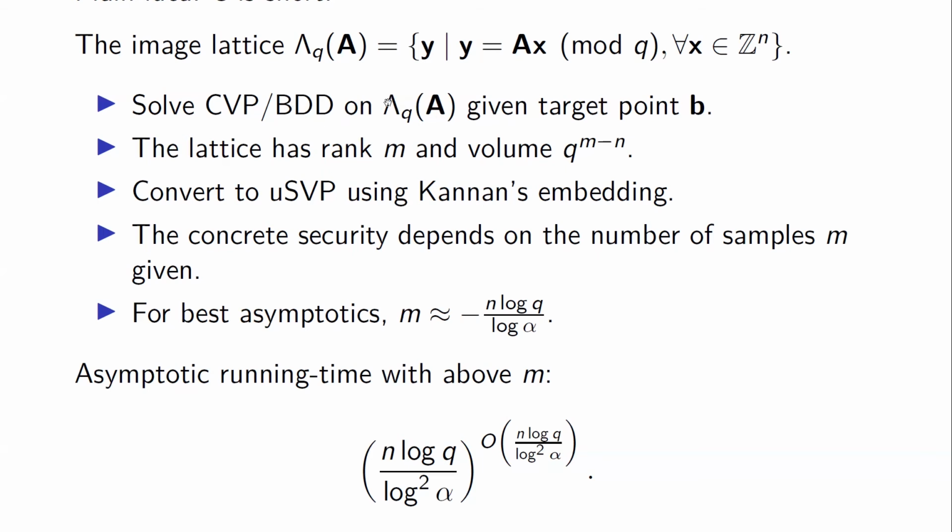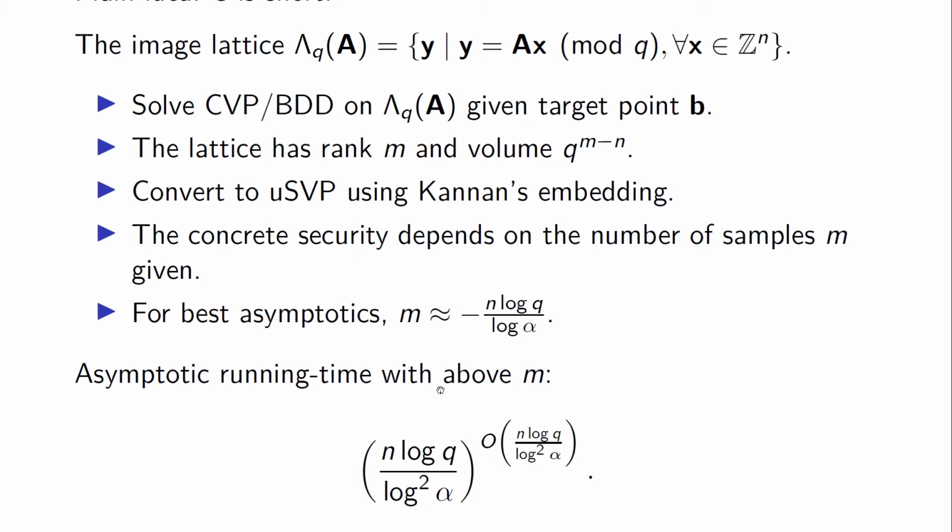So the lattice generated by the columns of A has rank M, because if I look at this Y, it has length M, and it's known that it has volume q^(m-n), where M is the number of rows in A and N is the number of columns in A. So we can convert that problem through some embedding method that I will mention later. But so far, the concrete security actually depends on the number of samples M given. So in terms of the best asymptotics, we need to set M in some optimal way, such that M is about n log q divided by log of alpha inverse. Remember, this alpha is the noise rate. Alpha q equals square root of n, for example. So this alpha is smaller than 1. That's why we have the minus over here.